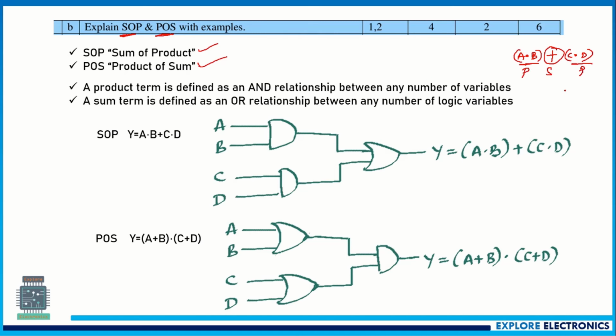So product of sum will be of the same kind. A plus B, this is a sum. We are taking a product of another sum. So this is a sum and this is a sum, and this is a product. So you need to take any example like this and write a circuit. This carries 6 marks.